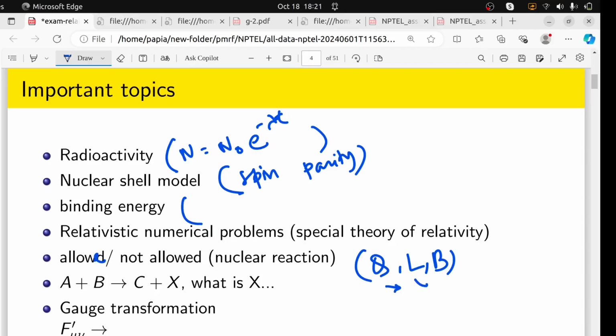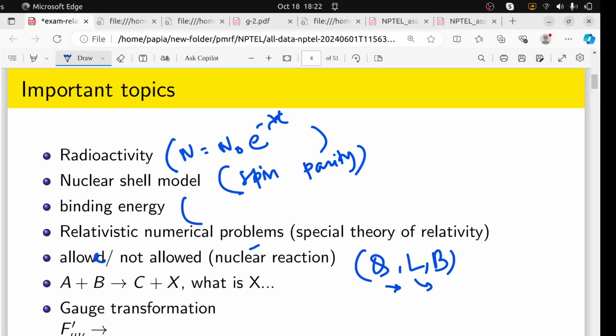Then the lepton number means Le, L mu, L tau should each individually be conserved, right? So lepton number violation should not be there, and baryon number B violation should also not be there, and like that, nuclear reaction.